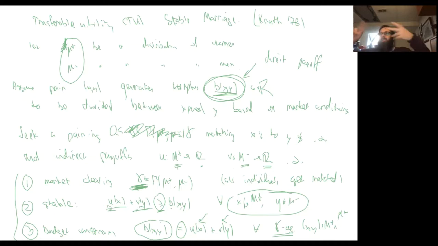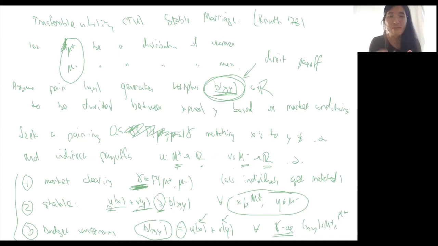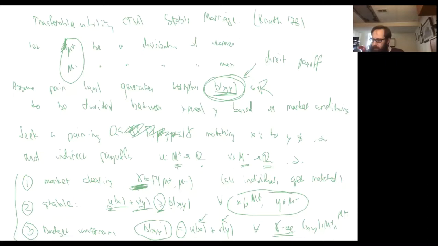Okay. And would you mind repeating again what happened if the stable inequality is reversed, why that would be unstable? Right. So if there exists X naught, Y naught, not necessarily married to each other, such that U of X naught plus V of Y naught is less than the benefit.